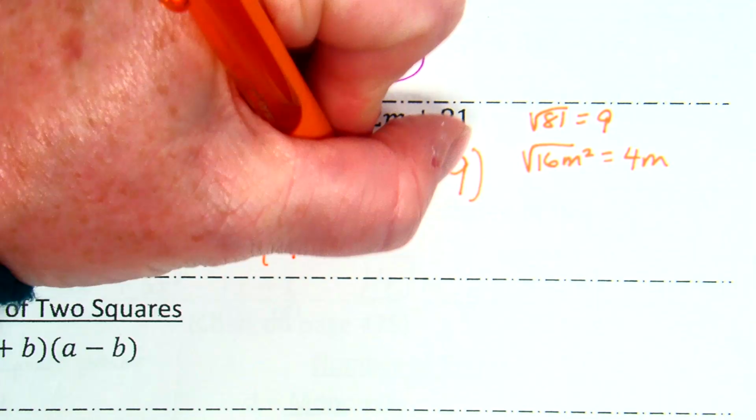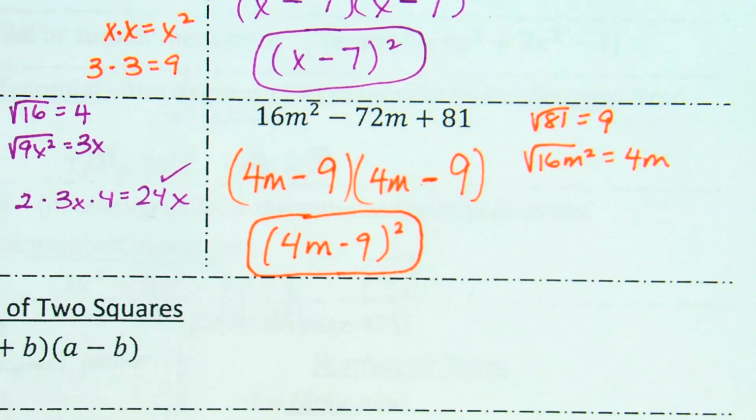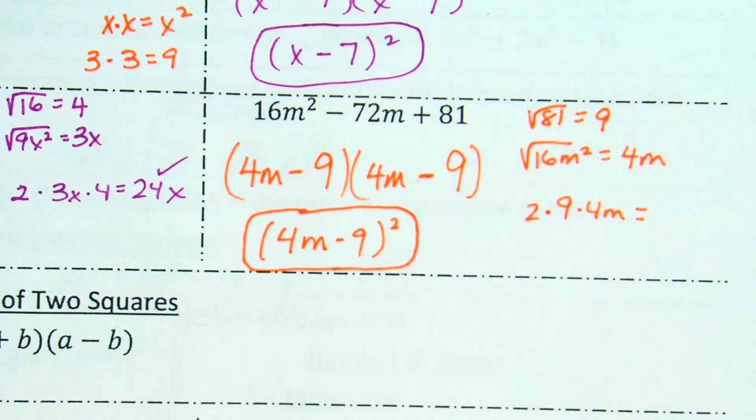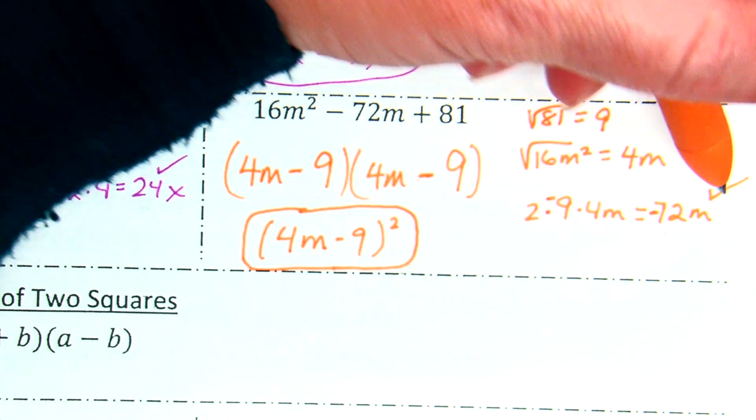Does my middle term make sense? It's not that you have to write it down, but it's always a good thing to check. And if my middle term makes sense, it should be 2 times my 9 and my 4m, right? And 2 times 9 times 4 is going to be 72. And I guess I should have used negative 9, because we ended up using negative 9 there. But, you know, I'm just trying to check, do the numbers work? Does it make sense?